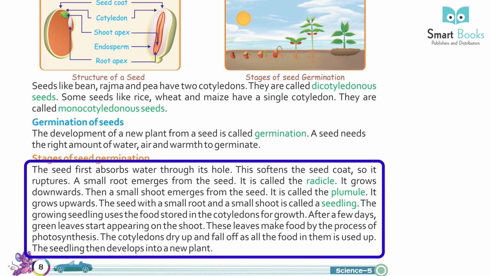The growing seedling uses the food stored in the cotyledons for growth. After a few days, green leaves start appearing on the shoot. These leaves make food by the process of photosynthesis. The cotyledons dry up and fall off as all the food in them is used up. The seedling then develops into a new plant.